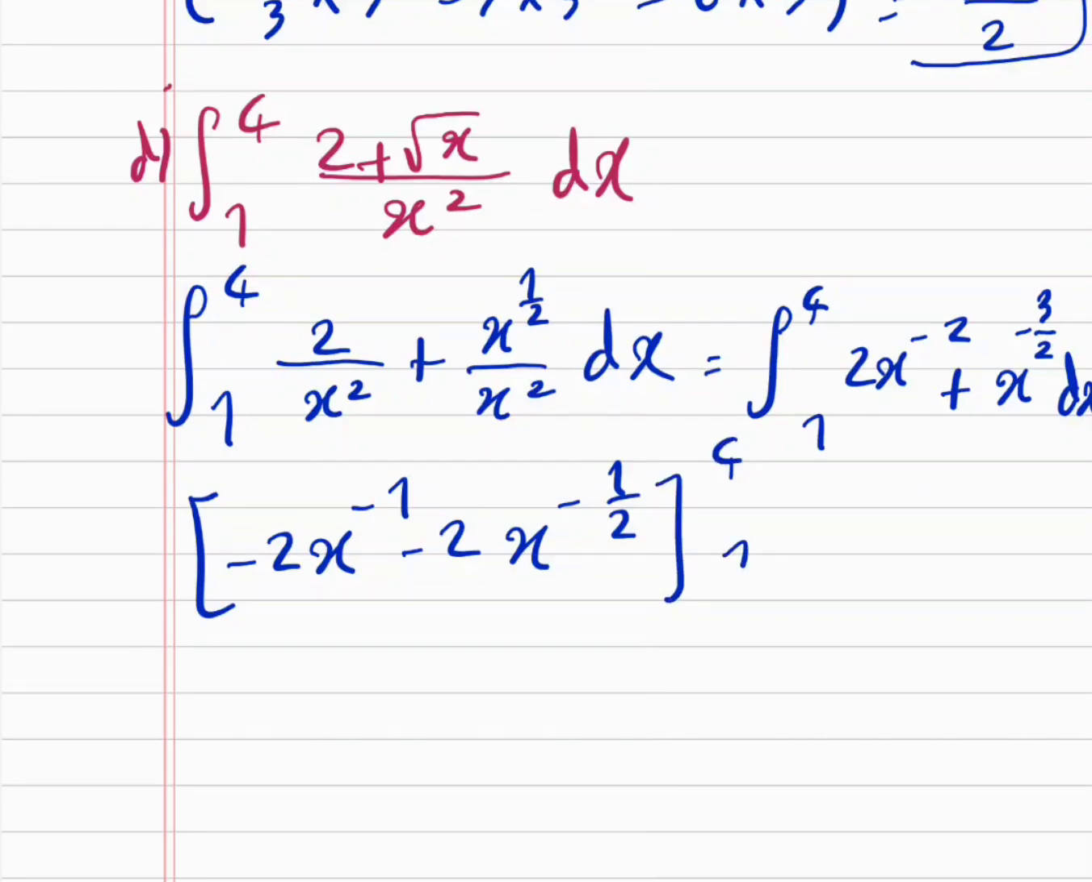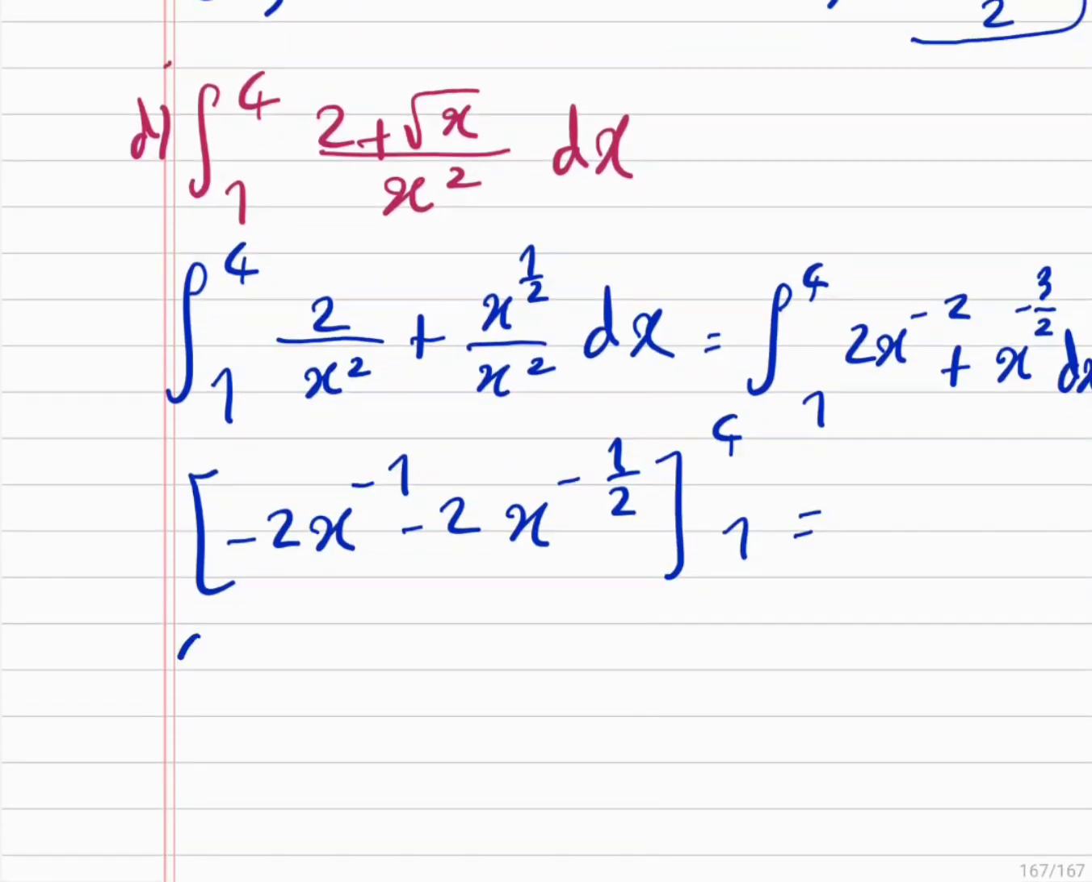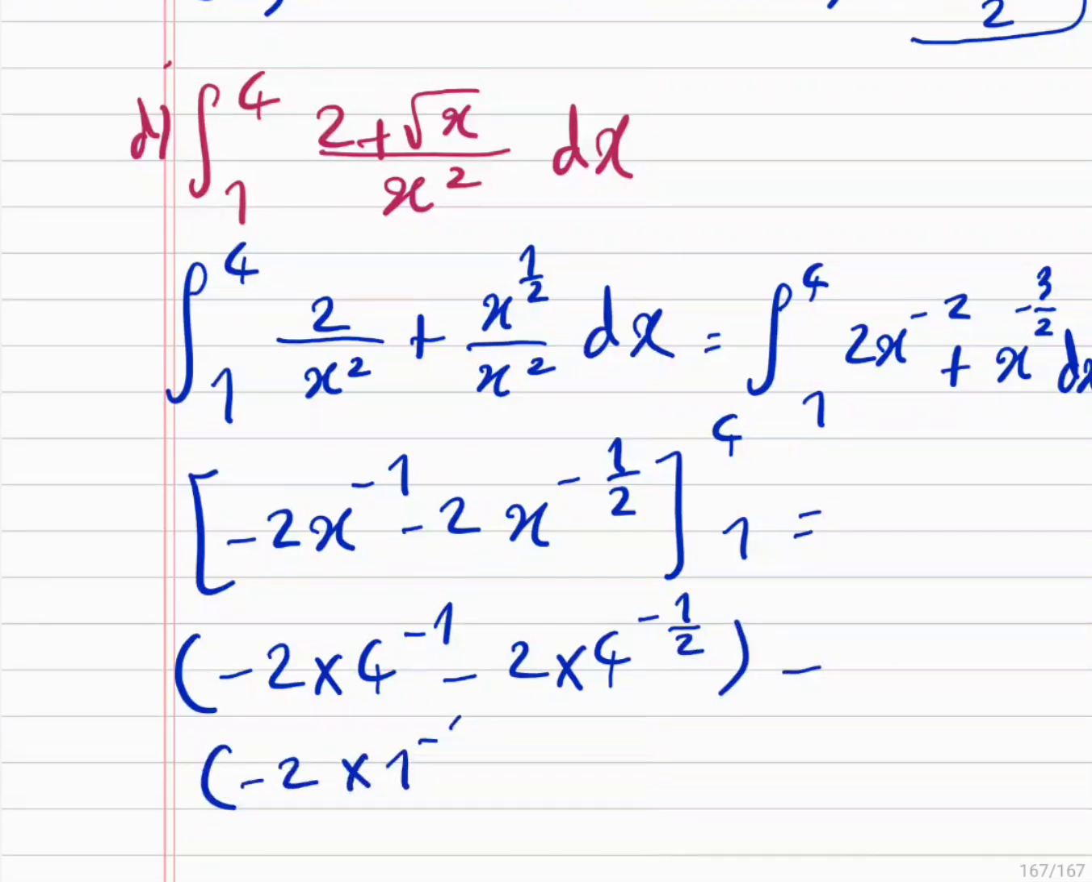So the limits are 4 and 1. Again, we just substitute them. We have minus 2 times 4 to the power of minus 1 minus 2 times 4 to the power of minus a half, minus, minus 2 times 1 to the power of minus 1 minus 2 times 1 to the power of minus a half. And this time the answer is 5 over 2.